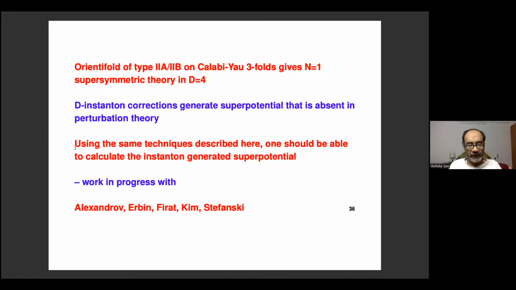And the idea is that using the same technique that we have described, one should be able to calculate the instanton generated superpotential. Here, of course, there is no known answer from duality that you can compare with. So you have to just trust the analysis. And this is some work that is in progress with various authors, my old collaborators, Sergey and Bogdan, and then three new collaborators, Sarel, Atakan, and Manki. So this is still work in progress, and hopefully you will see some results soon.